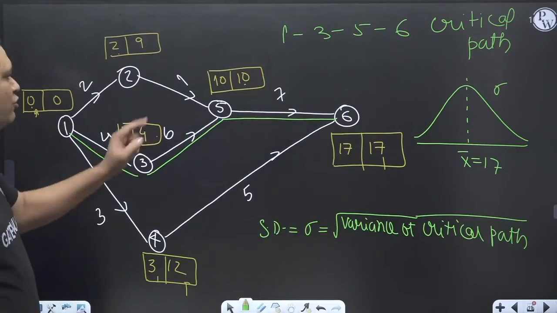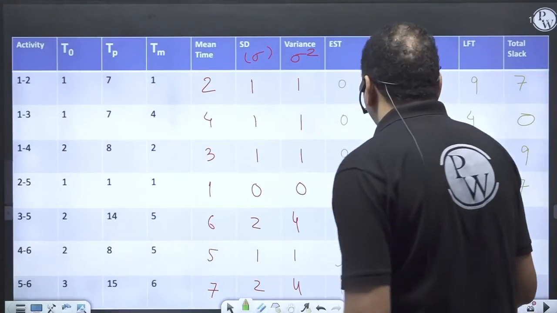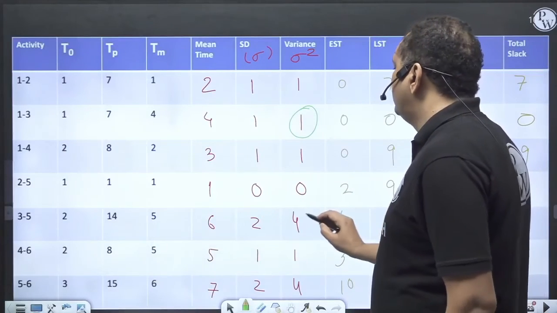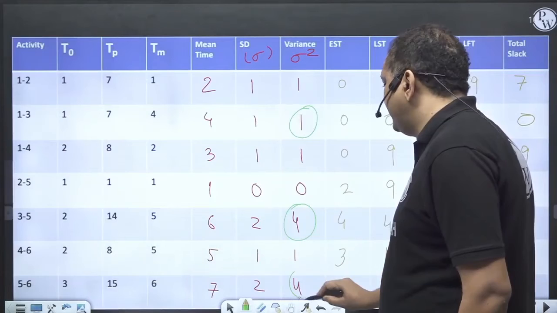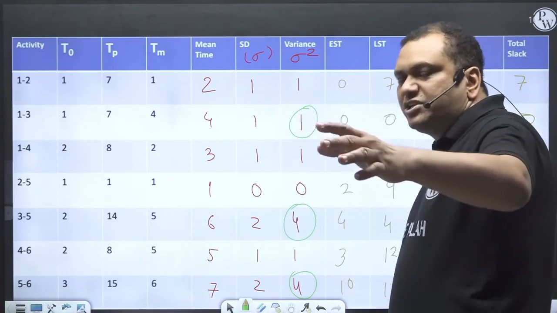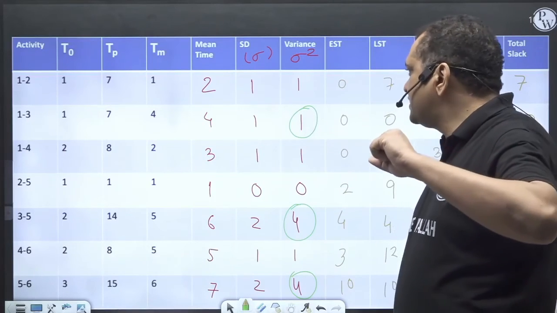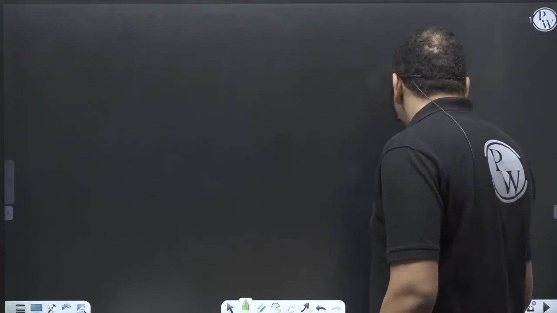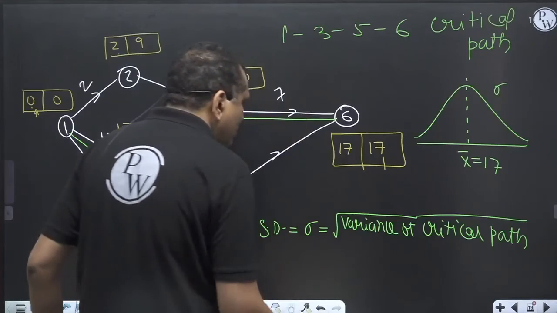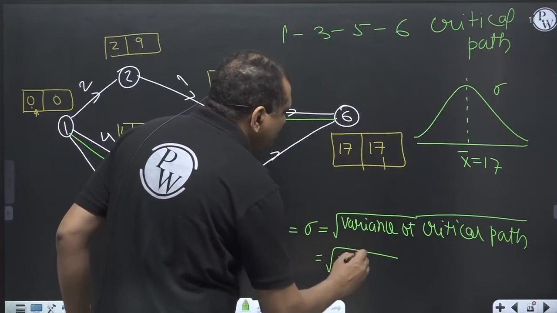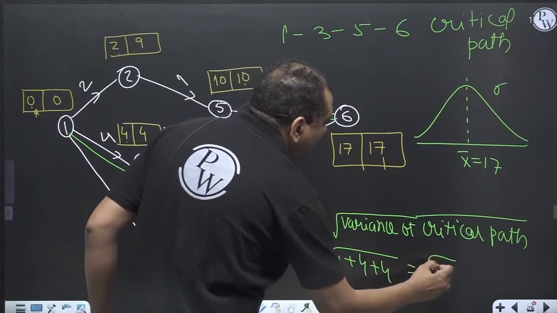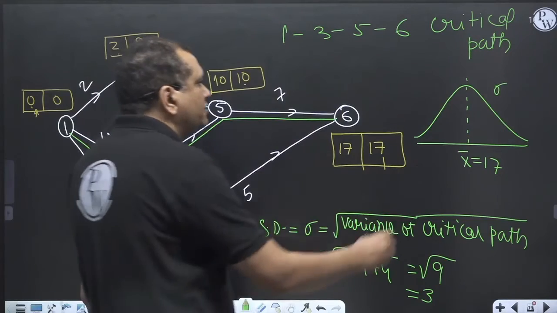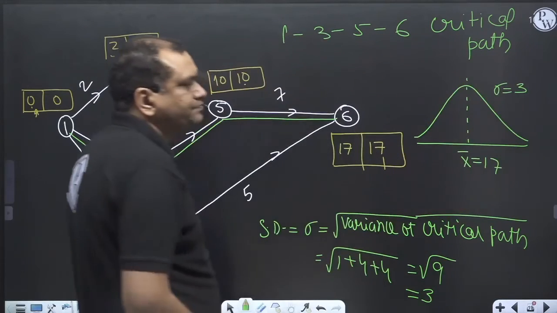So what is the critical path? 1 to 3, 3 to 5, 5 to 6. Summation of variance of critical path. So how much is the summation of variance? 1 plus 4 plus 4, under root 9 becomes 3. So standard deviation is 3.